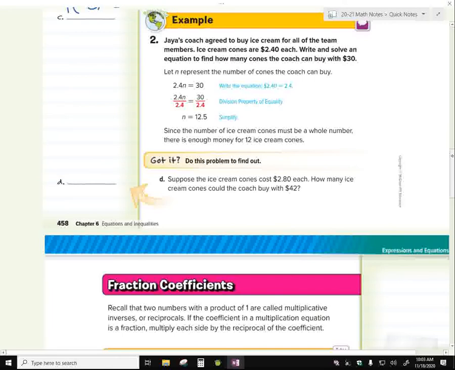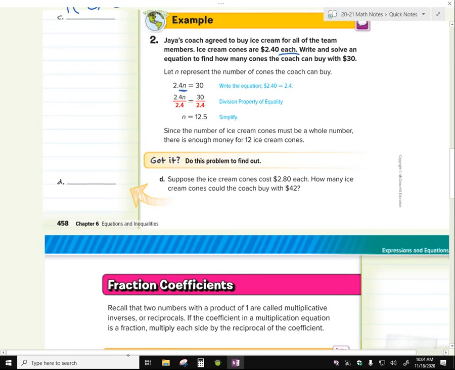Jaya's coach agreed to buy ice cream for all of the team members. Ice cream cones are $2.40 each. I want you to underline the word each. That's a key word to tell you that whatever number is near that, that's going to be the coefficient when you're doing an equation. Write and solve an equation to find out how many cones the coach can buy for $30. So here's our each.